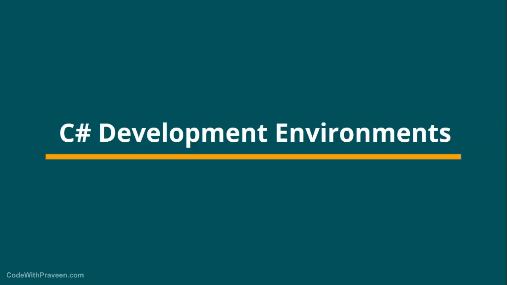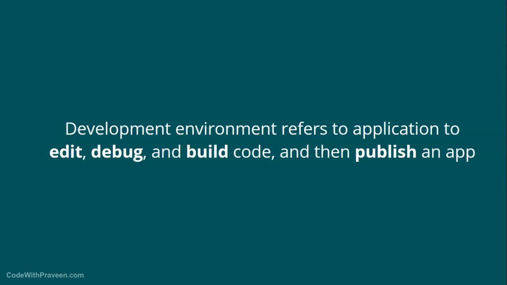Similarly, we need certain application to do the actual coding of C#. There should be a provision to write the C# code, test it, debug, and do various applications. These types of application is what we refer to as the development environment or development tools. Hence, these development environment refers to applications to edit, debug, build code, and then publish an app. There are many development softwares available to develop and debug and test these C# applications. Let us have a look at some of them.